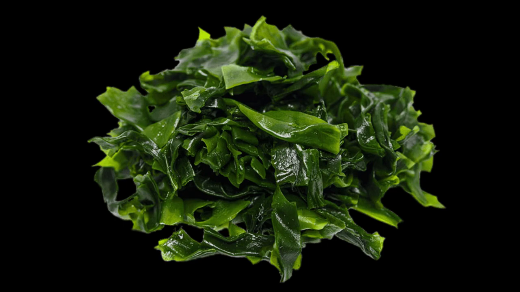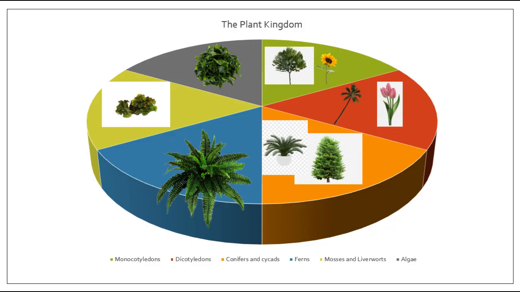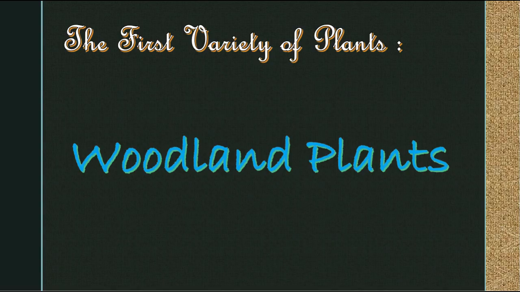This is above a pie chart of all of these varieties of the plant kingdom. This is a pie chart. See, I hope you have understood this. Now let's know about the varieties of plants.